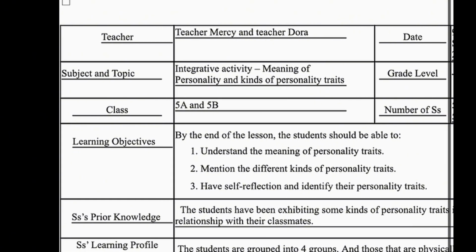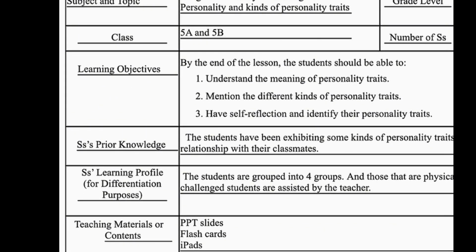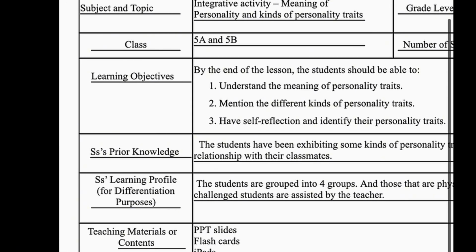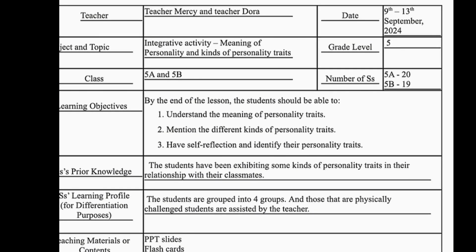Next, I talk about our student learning profile. This is simply how you're going to ensure inclusiveness, that the fast learners and the slow learners, how you're going to be able to carry them along. So for me, I'll be grouping them into 4, and the physically challenged, I will assist. Then I also write down my teaching materials. I'm using PPTs, flashcards, iPads, and worksheets.